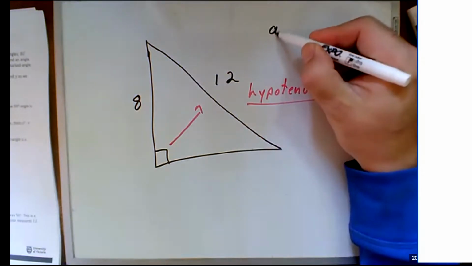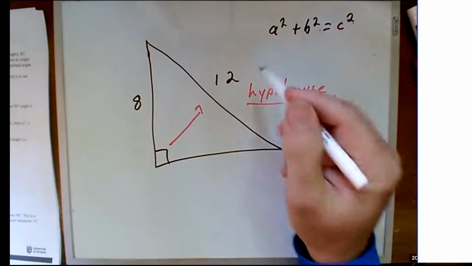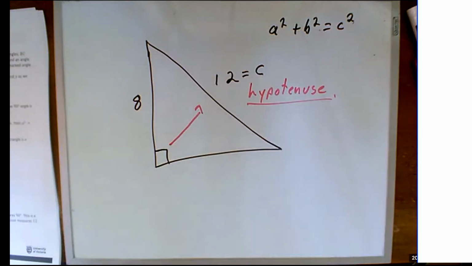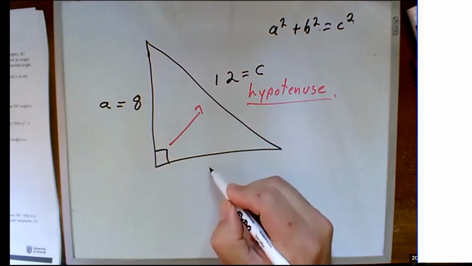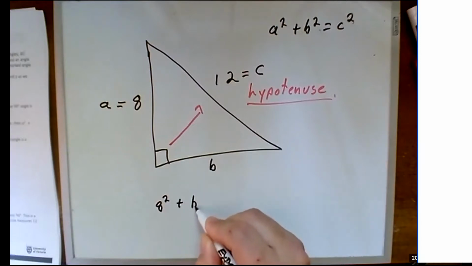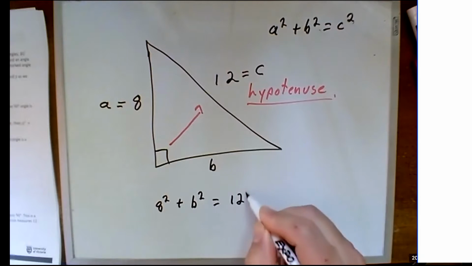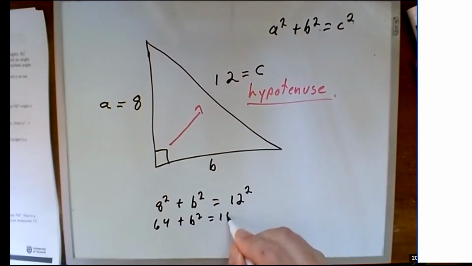Our Pythagorean theorem, a squared plus b squared equals c squared. The hypotenuse is by convention always c. The other two sides, it doesn't matter. We can interchange them. In this case, I'm going to make that a, and I'm going to make this b. So following along that same pattern from the Pythagorean theorem, that's going to tell us that 8 squared plus b squared will equal 12 squared, which just means that that's 64 plus b squared equals 144.